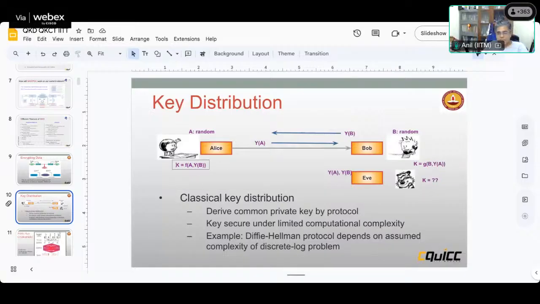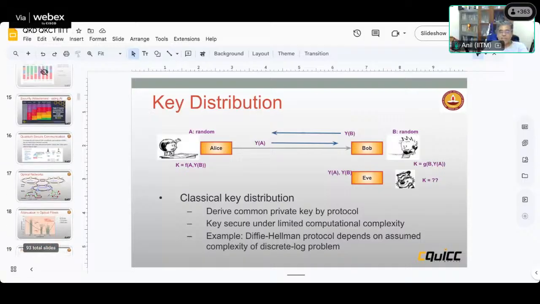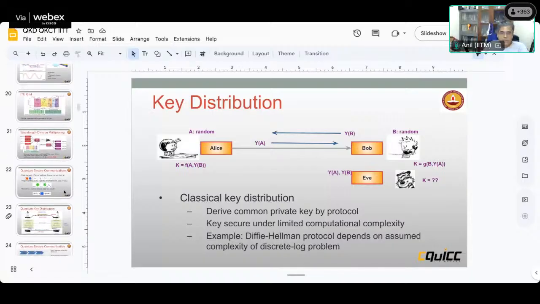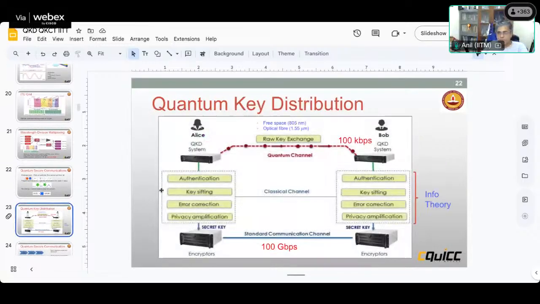But these are secure only assuming there's no quantum computer, right? So what we are trying to do is now make it secure in case there's a quantum computer. And to do that, what we do is quantum key distribution. Okay, so how does quantum key distribution work? Notice on this slide, I have very specifically said free space is 805 nanometers, optical fiber is 1.55 microns. There's a separate quantum channel, a separate classical channel, and then after encryption, there is a standard communication channel. So there are all these channels that are working, and there are many layers to this.